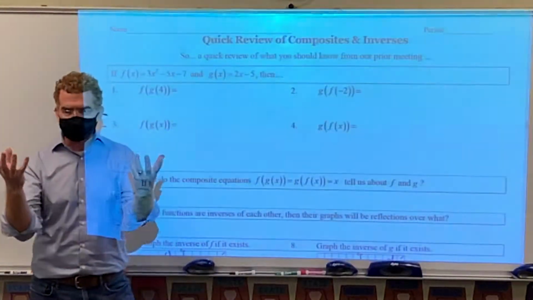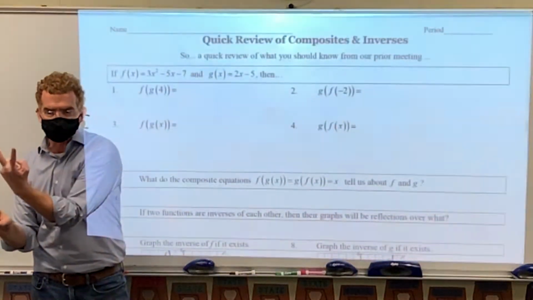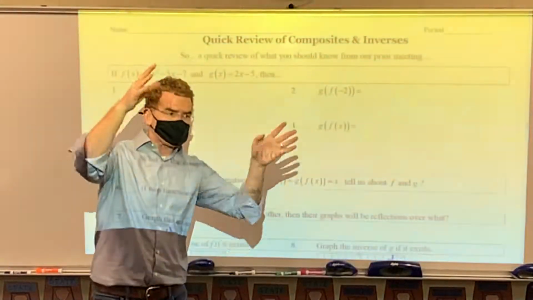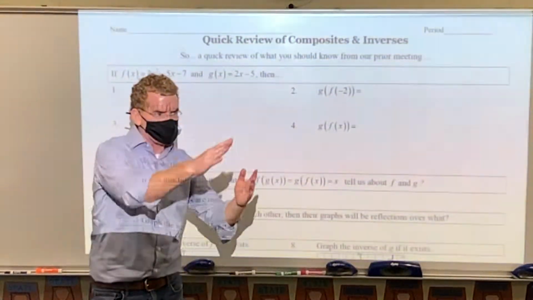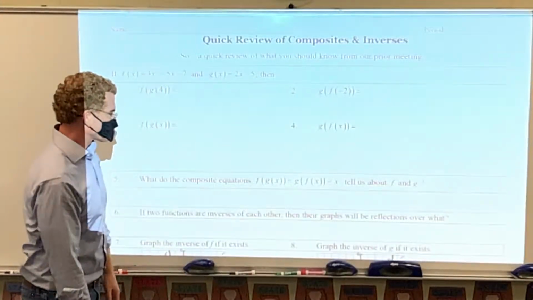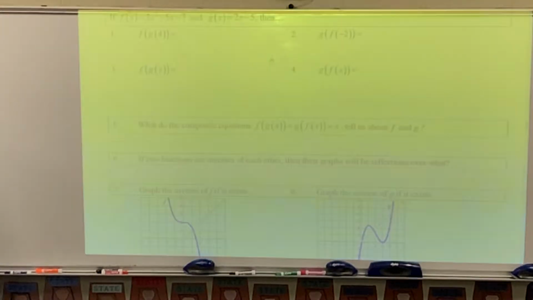So remember that if functions are inverses, for any point on one, you could just switch the places of x and y, and that's going to be a point on the other. And when you do that, that's what creates those mirror images about y equals x. Are you with me? Okay. And it says if two functions are inverses, the graphs will be reflections.